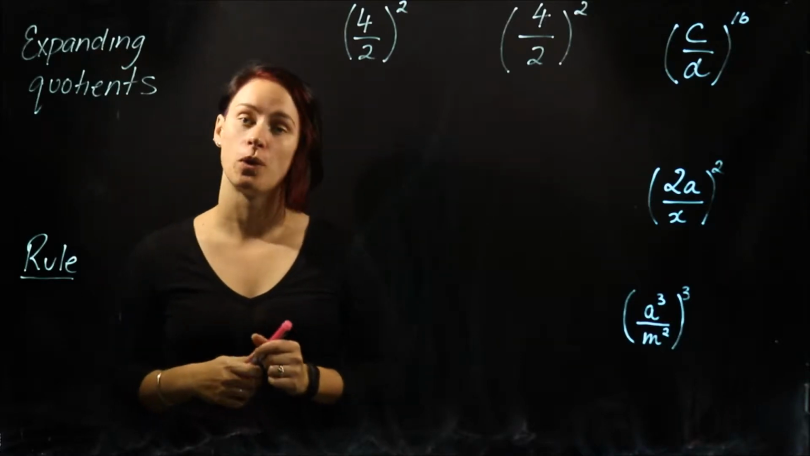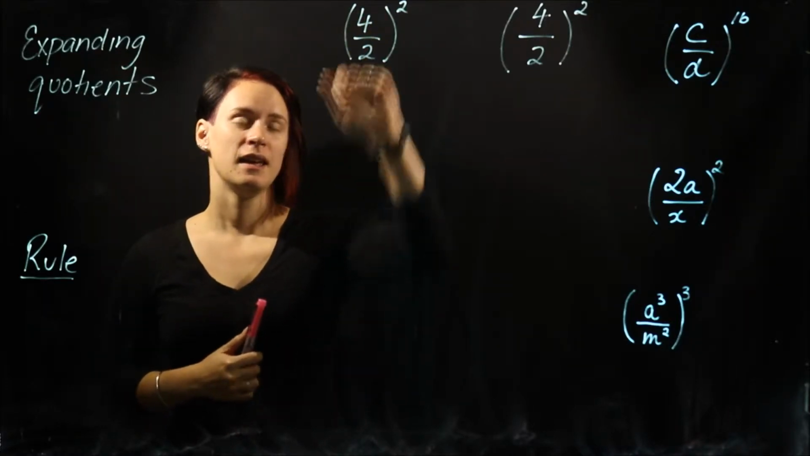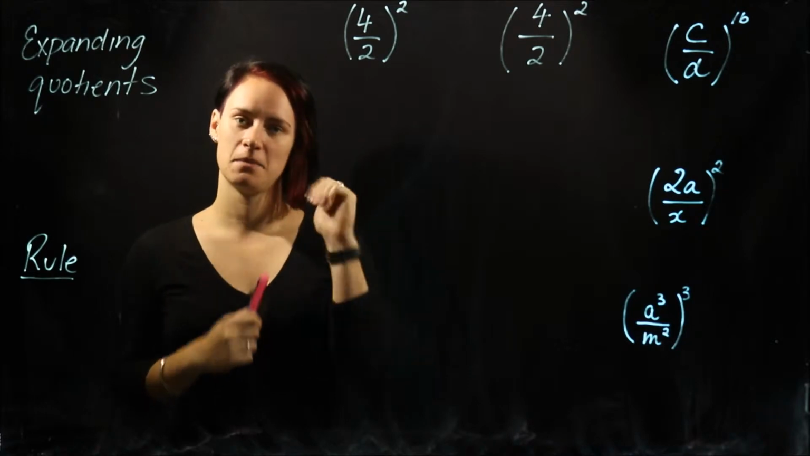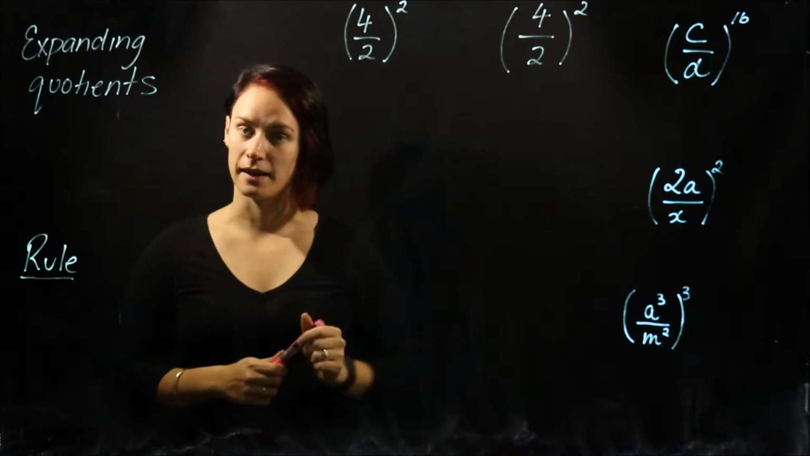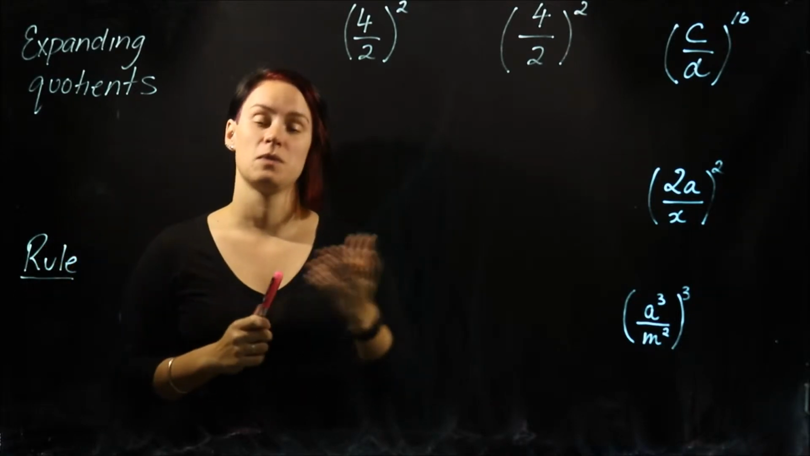We're looking at expanding quotients this time. A quotient is where inside the bracket we have some number divided by another number. It might be numerical, or in this case it might be algebraic. So we're looking to find a rule so we don't have to expand it out.